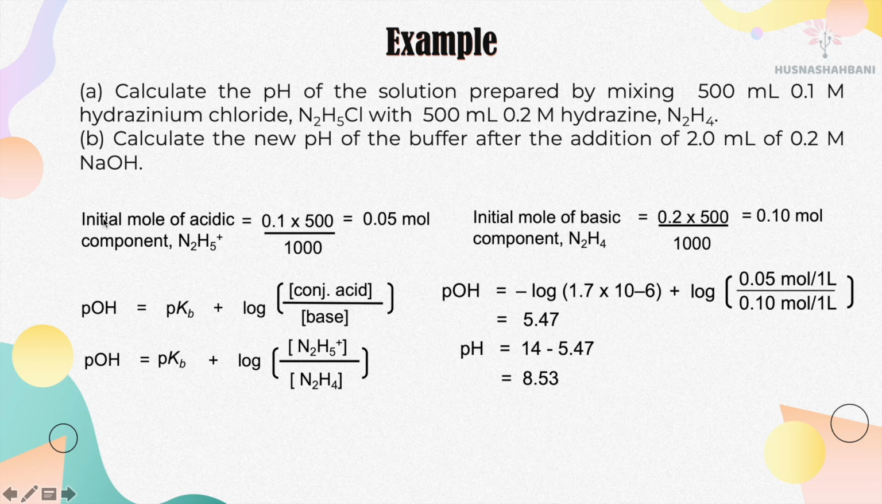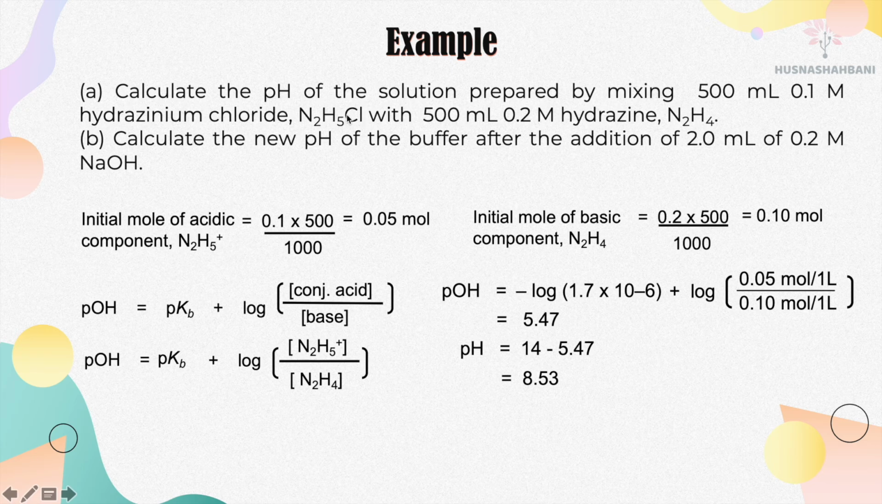That's why you need to find out the initial mole of this N2H5 plus and N2H4. So here N2H5 plus, because you need the concentration of the conjugate acid. Here it is not written as conjugate acid, you only have the salt and the weak base. So you have to write down the N2H5 plus, this one, you need to write down the conjugate acid form.